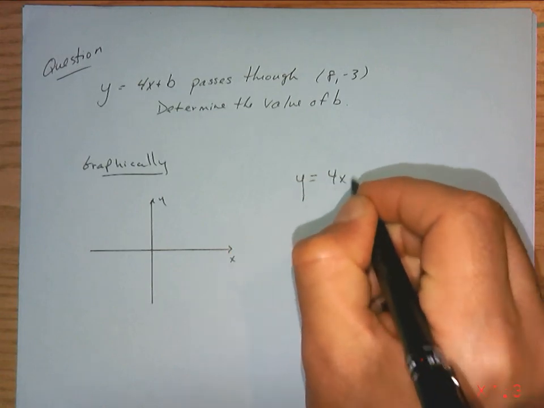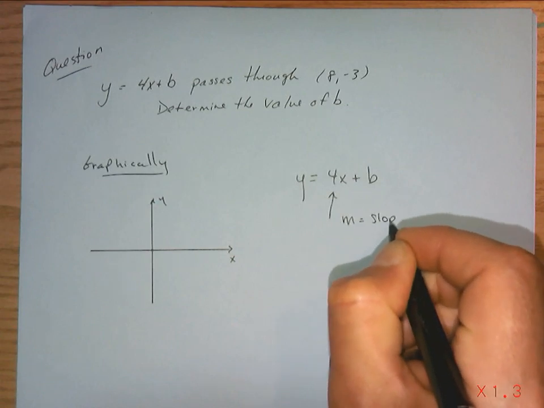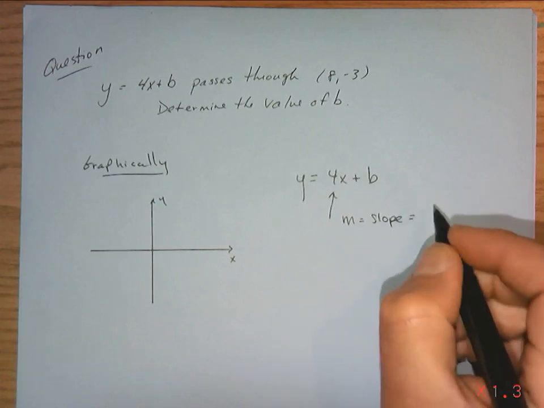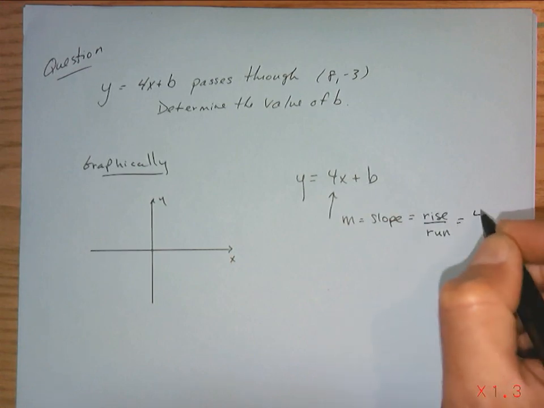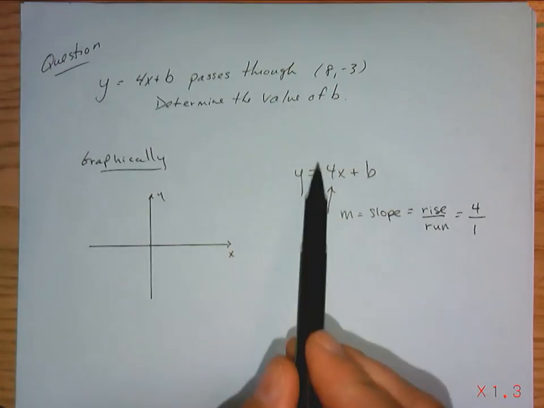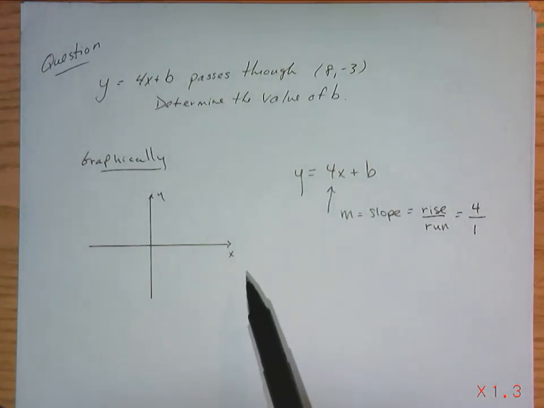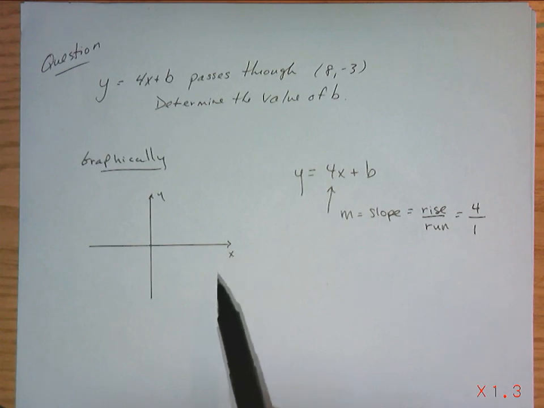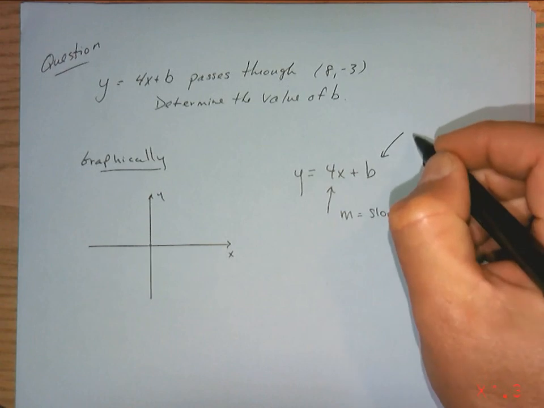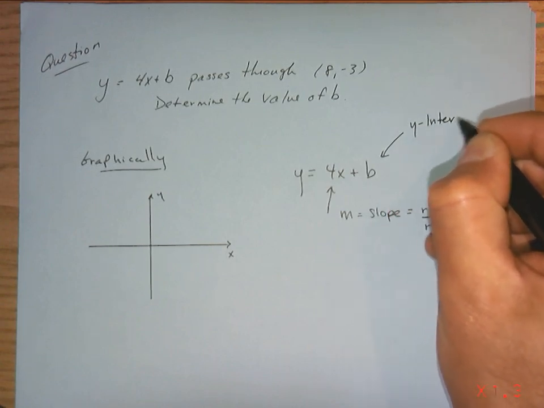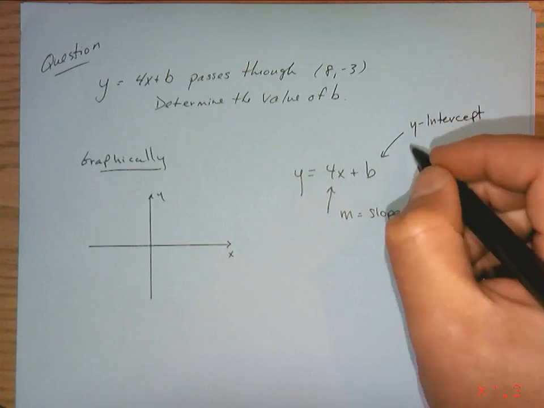We know that this 4 is the slope, which means from any point on the line, if I have a rise and a run, 4 over 1, from any point on the line that I find, I would go over 1 and up 4 to get the next point. Or another point, not the next point, but another point on the line. The b value is the y-intercept, and that is where it crosses the y-axis.